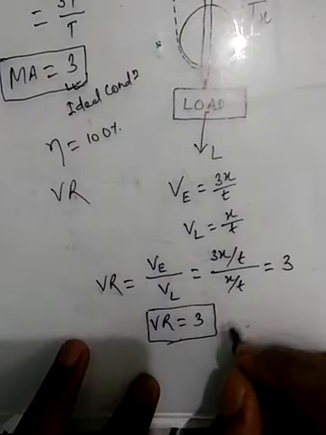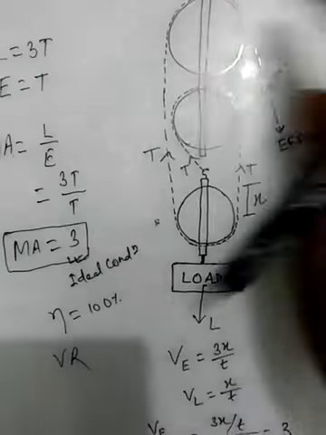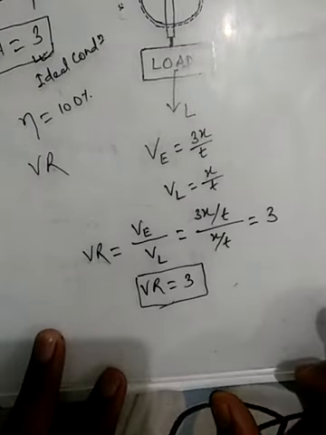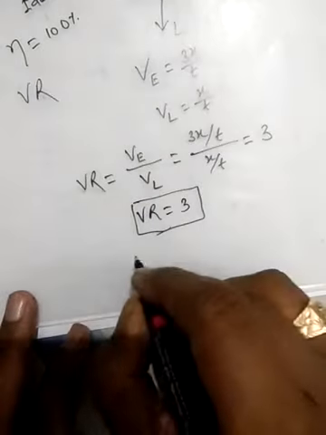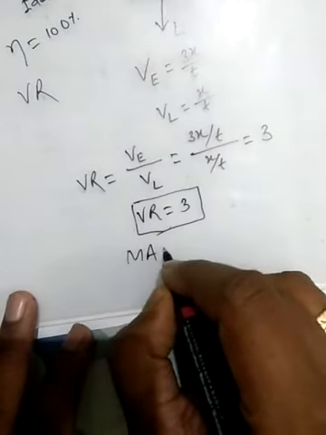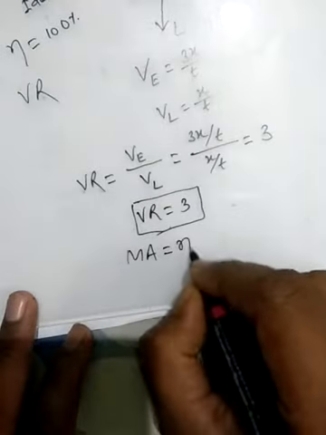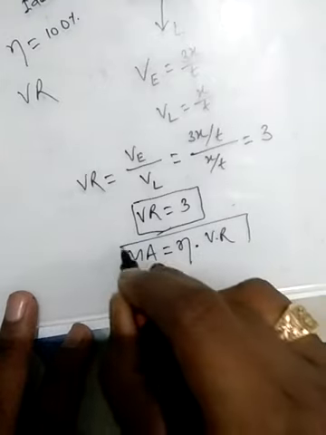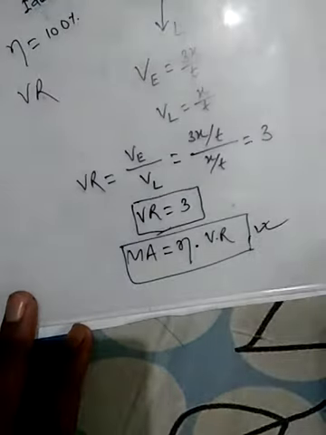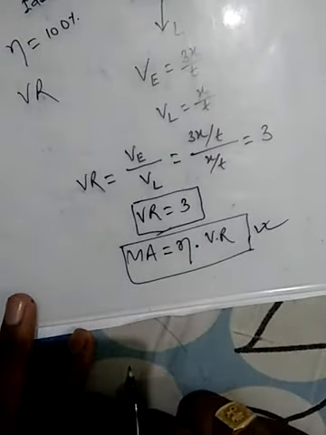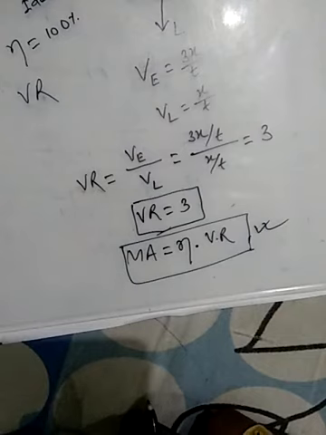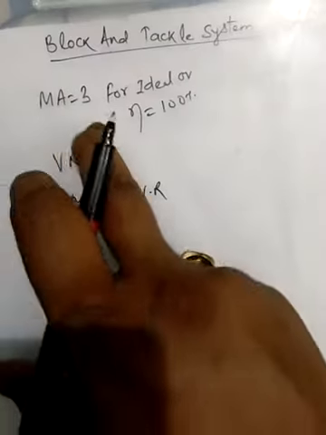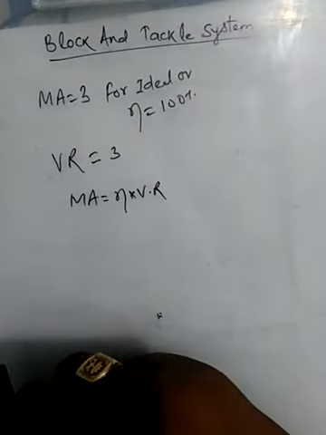Velocity ratio is fixed for this arrangement, which is equal to 3, and from the definition we know that mechanical advantage will be equal to efficiency into velocity ratio. This is the general formula for all the pulley string system. For this block and tackle system, mechanical advantage is equal to 3 and velocity ratio is equal to 3.